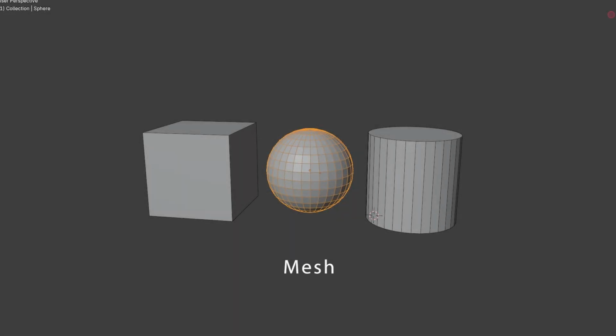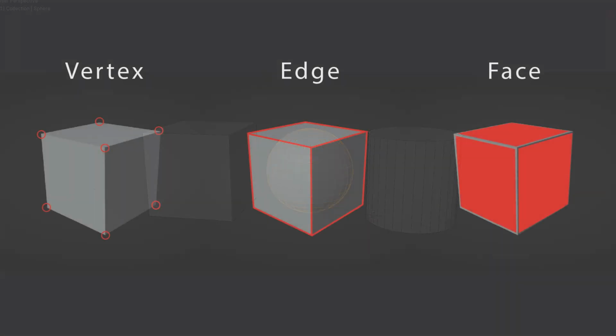A mesh, also known as a polygon mesh or 3D mesh, refers to an object made up of polygons. A mesh can be divided into vertices, edges, and faces. Efficient modeling in Blender involves skillfully utilizing these elements to streamline your workflow.